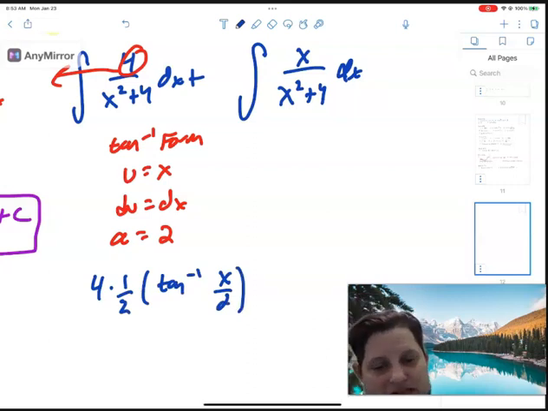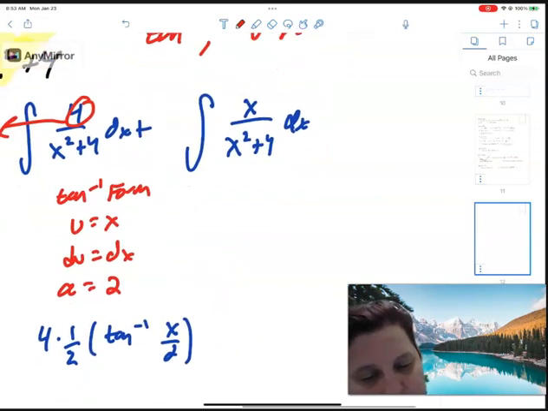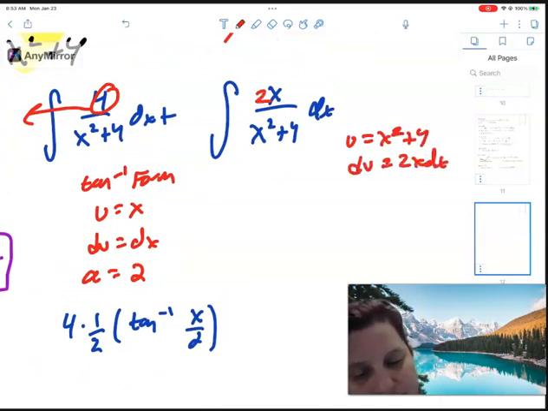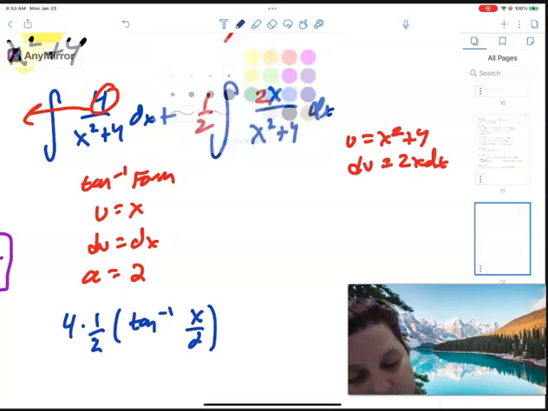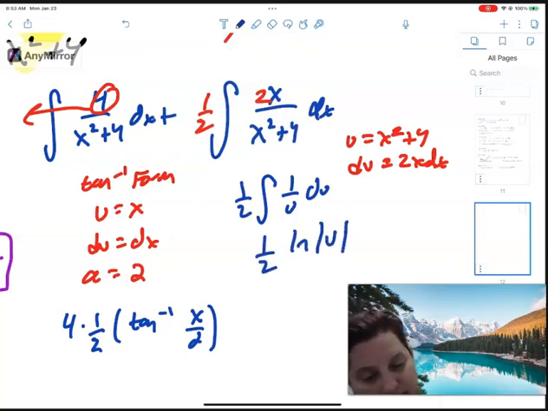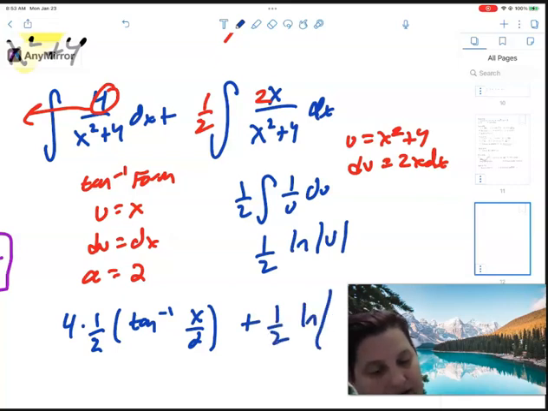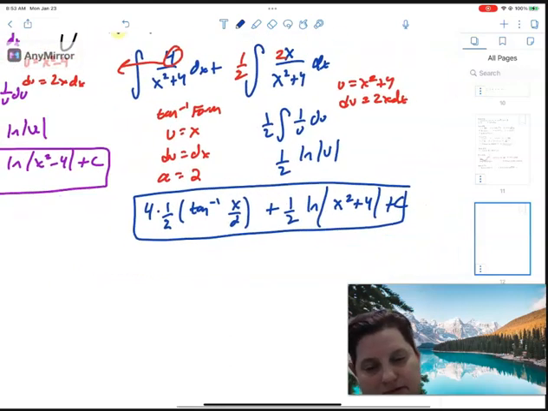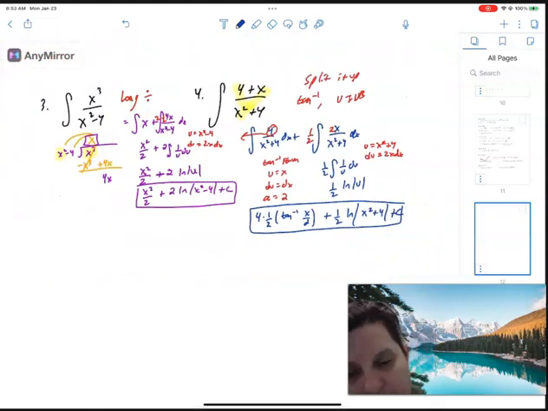This side is going to be u sub. U is x squared plus 4. Du is 2x dx, so 1/2. Then that's 1 over u du, so that's 1/2 ln u. And so that's 1/2 ln of x squared plus 4. All right. Nice. Okay, last two questions.